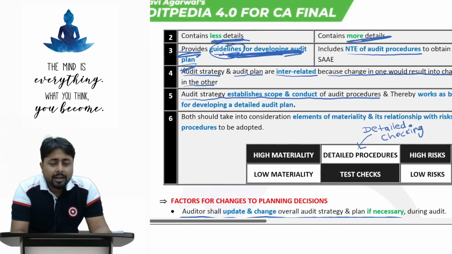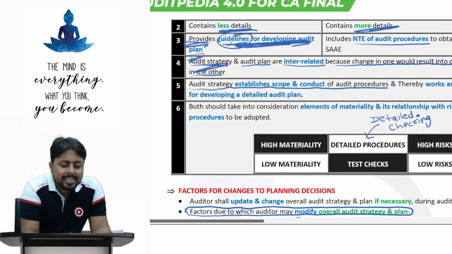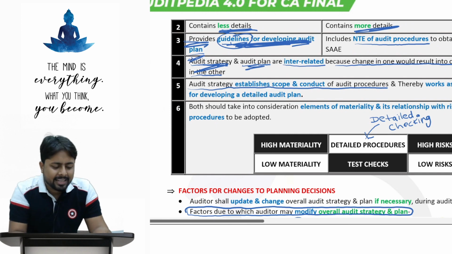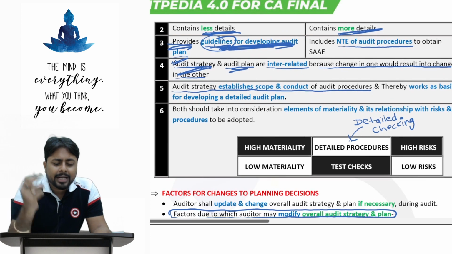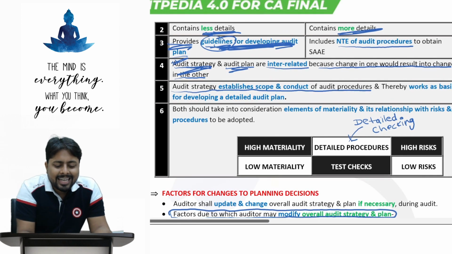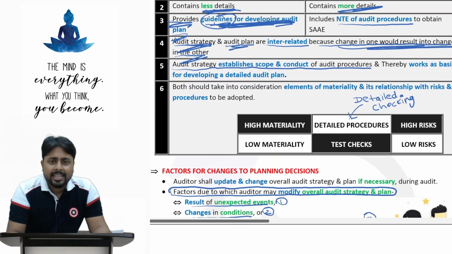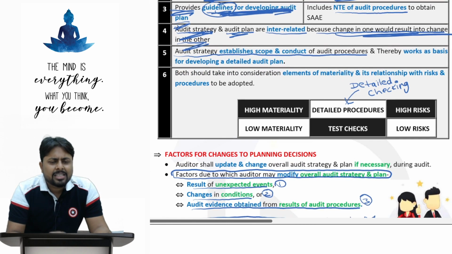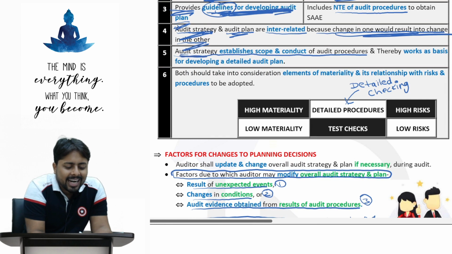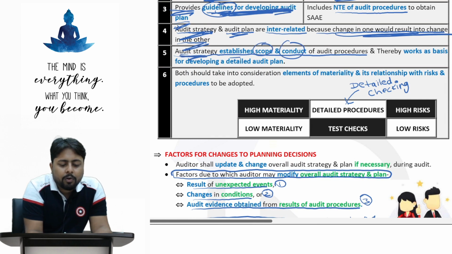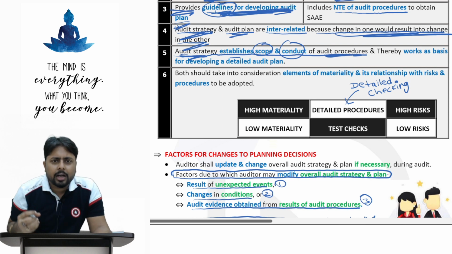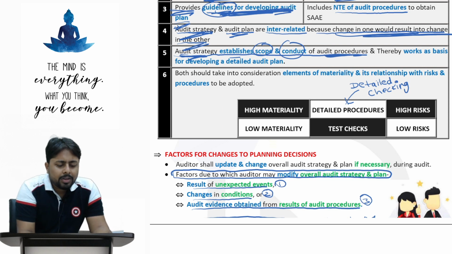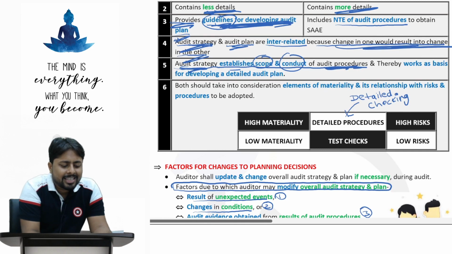Both audit strategy and audit plan are interrelated, because a change in one would result in a change in the other. If you change one, the other will change simultaneously. Audit strategy establishes the scope and conduct of audit procedures. What will be the scope of audit procedures? How will you conduct the audit? Both the conduct and the scope of audit procedures are established by the audit strategy.